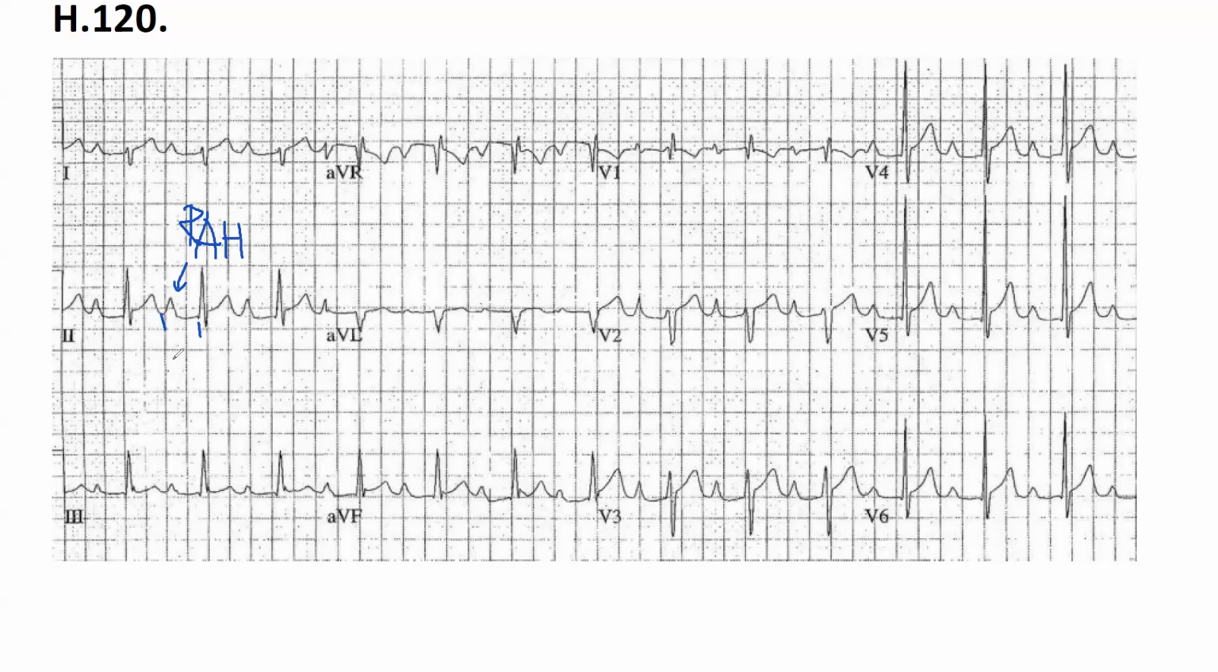What does it mean? An AV block. Which one? Every P is followed by a QRS. Yes, so that's a first degree AV block. Okay. The next diagnosis, what we found.